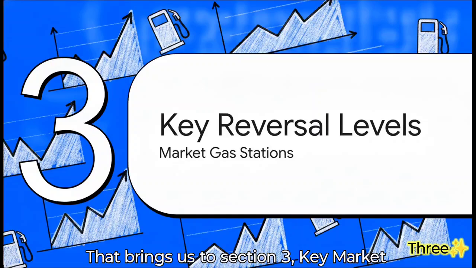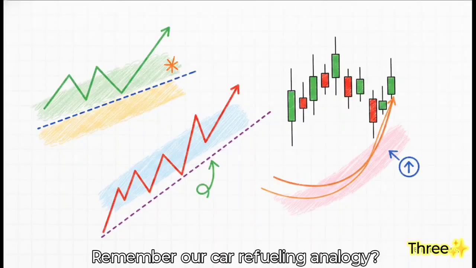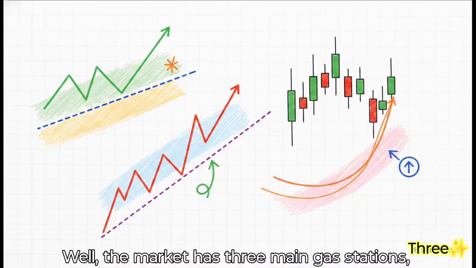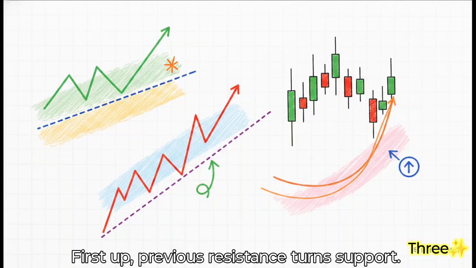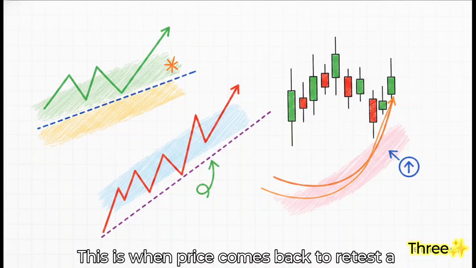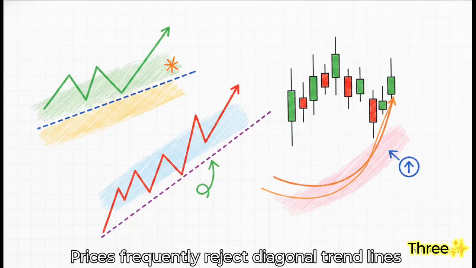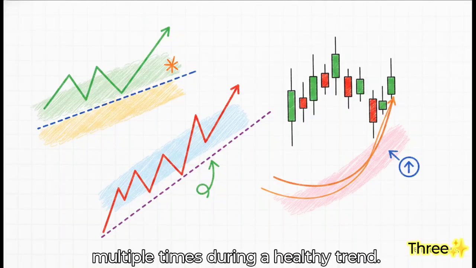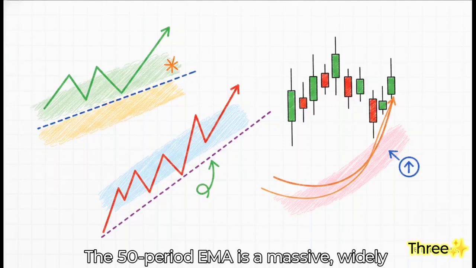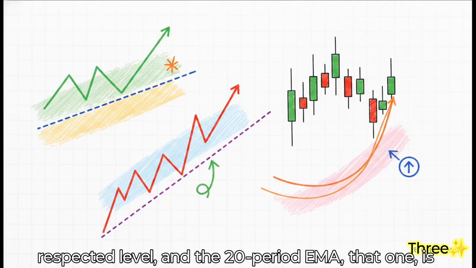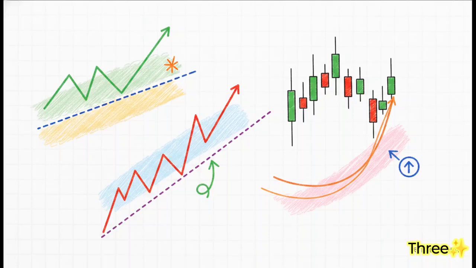Okay, so you know what a real pullback looks like. That brings us to Section 3, key market reversal levels. Remember our car refueling analogy? Well, the market has three main gas stations where it absolutely loves to stop. First up, previous resistance turns support. This is when price comes back to retest the swing high it just broke out of. Second, trend lines. Prices frequently reject diagonal trend lines multiple times during a healthy trend. And third, moving averages. The 50-period EMA is a massive, widely respected level, and the 20-period EMA, that one is fantastic for catching shallower, really aggressive pullbacks in strong trends.